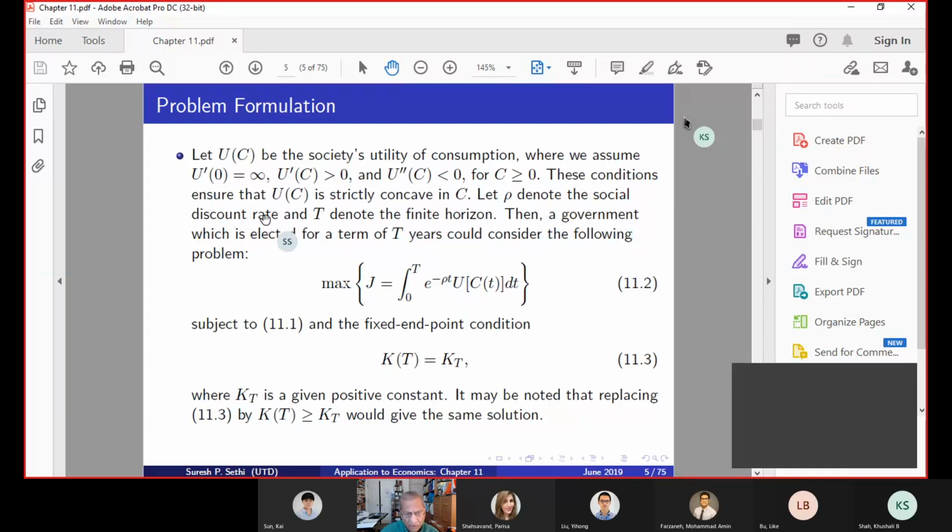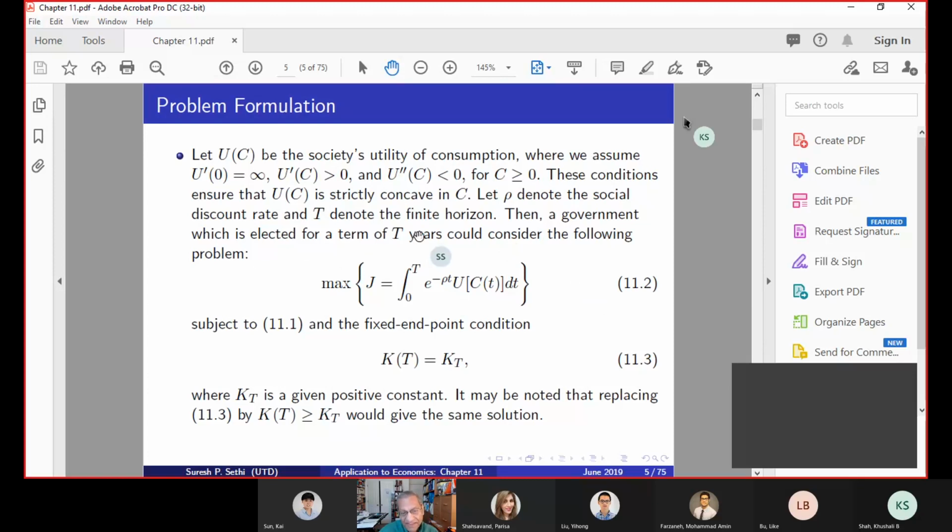Let rho denote the social discount rate, and let T denote the finite horizon. Then a government which is elected for a term is a short-term government. Biden is elected for 4 years, and he will only maximize what happens in those 4 years. He doesn't care what happens after 4 years. I mean, at least that is the one view to take.